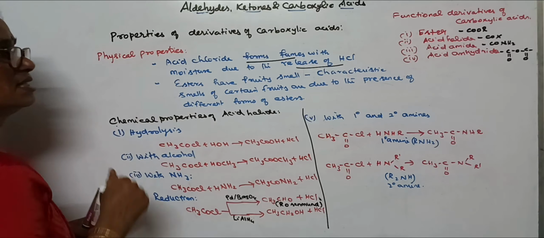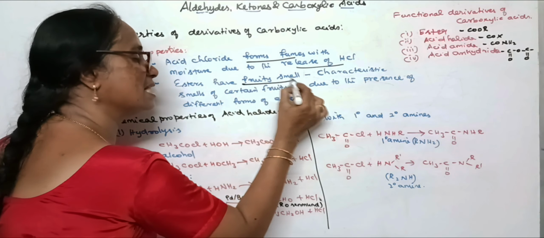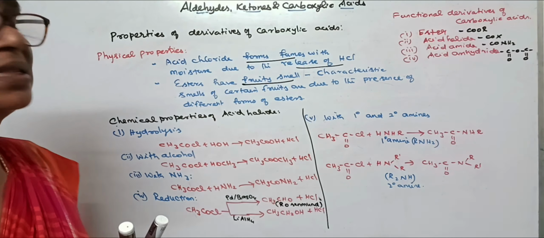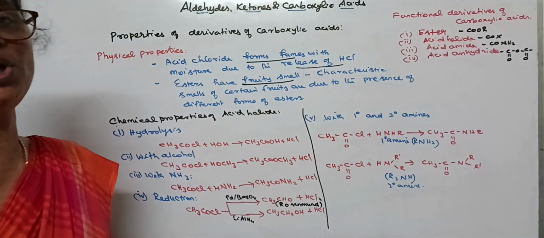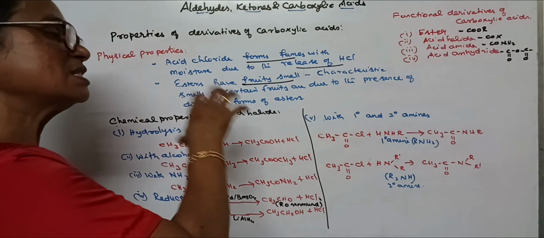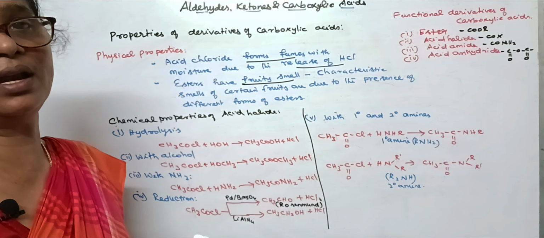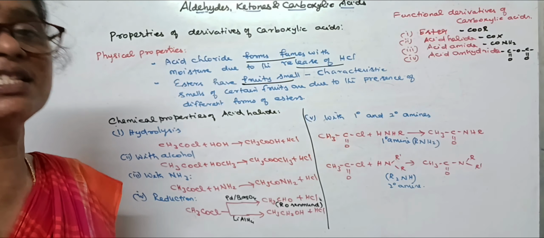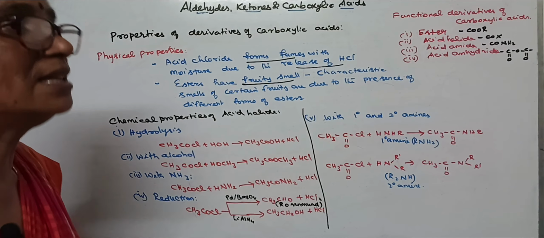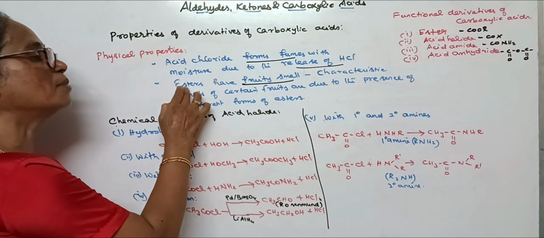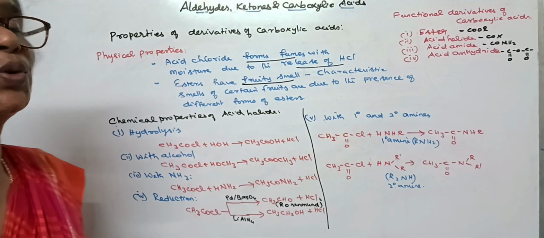And esters. Esters have such a pleasant smell. It is usually said to be a fruity odor. So in most of the fruits we may find different characteristic smells. Those different characteristic smells are due to only the presence of the different forms of esters in the fruits.